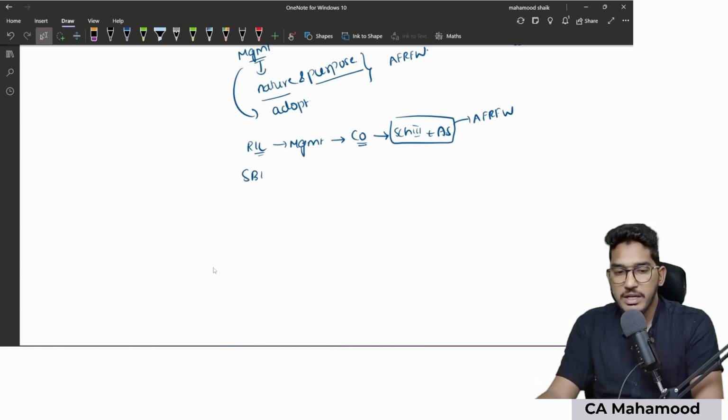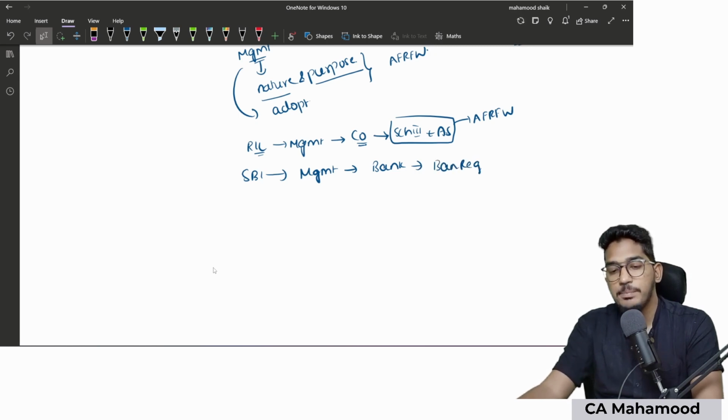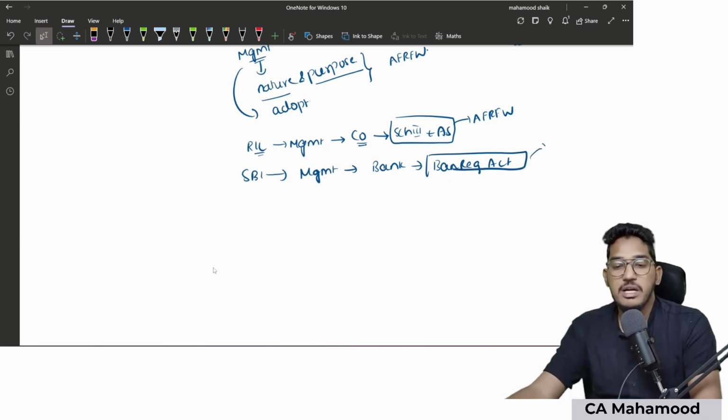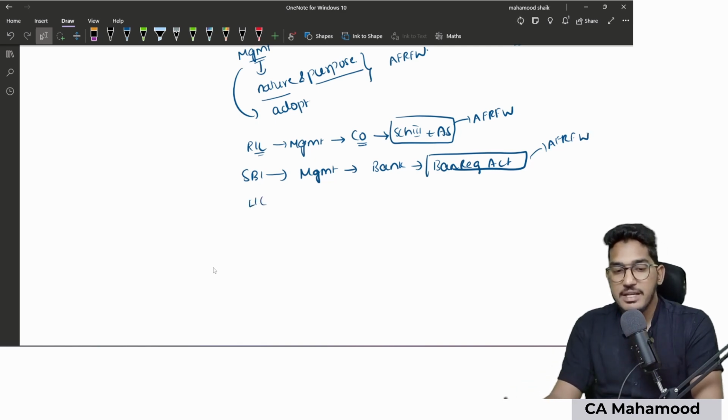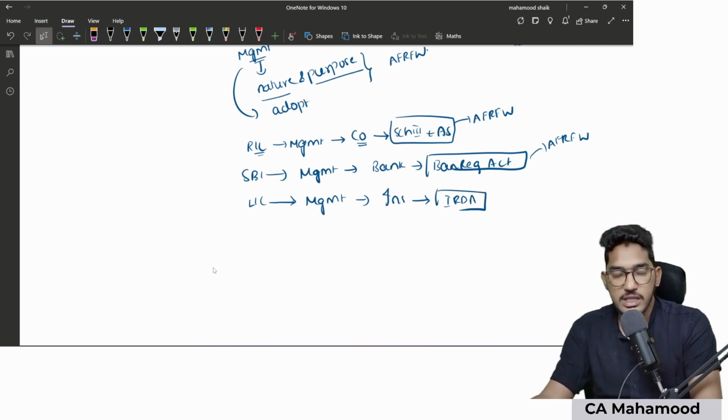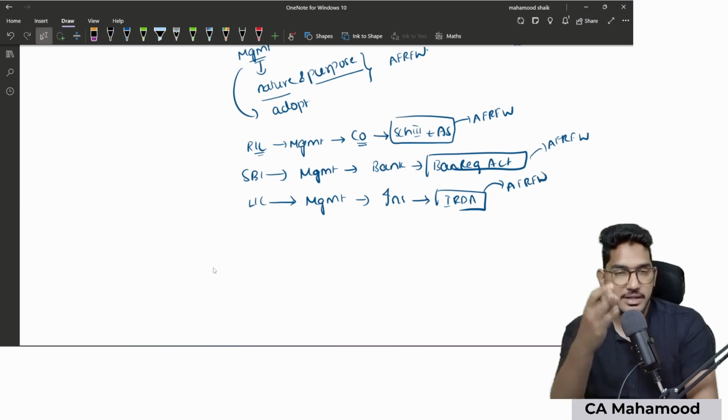Now, SBI management, while preparing the financial statements, keeping in mind the nature of SBI, which is a bank, decided to follow the Banking Regulation Act. Since this is adopted by the management of SBI, it becomes the applicable financial reporting framework for SBI. The management of LIC, keeping in mind the nature of the organization, which is an insurance company, decided to follow IRDA rules and regulations. Now, IRDA will become the applicable financial reporting framework for LIC.